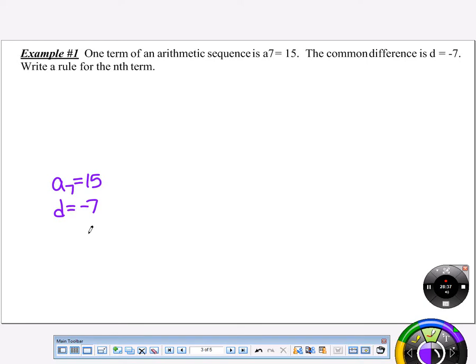No, it's not for that data. It's for any data that fits that mold, so basically any arithmetic sequence. As long as you know it has a common difference, that rule will help you write the rule. Okay? All right, so go ahead.